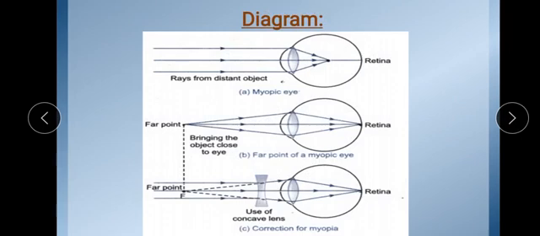Students, you can see here in the diagram that in the eye with the defect of myopia, the image is forming in front of the retina. Then in the last diagram, you can see we have placed the concave lens, and it diverges the rays in such a way that they meet exactly on the retina, and the image is formed on the retina and we can see it clearly.